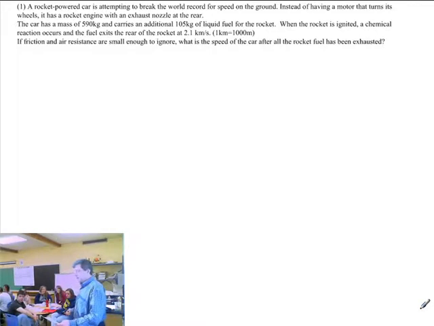A rocket-powered car is attempting to break the world speed record for speed on the ground. First of all, let's talk strategy. The ideal situation would be if I could pick a system of objects within which the total momentum doesn't change. Or I tell you what, let's do something a little different. Let's try a bar chart.